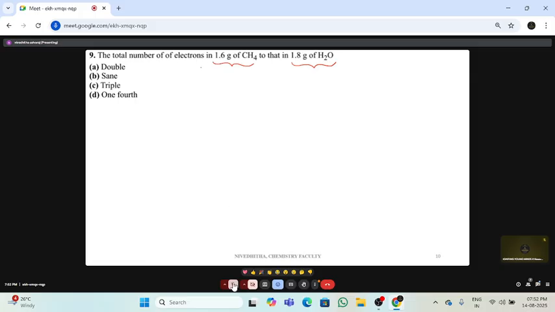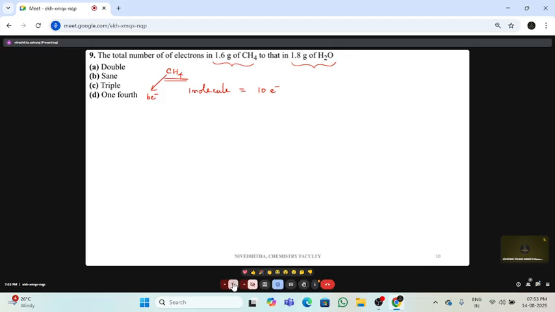We'll check. Okay. So first we'll calculate it for methane. In one molecule of methane, how many electrons are there? In one carbon atom, we have 6 electrons, and in one hydrogen atom, we have 1 electron. So we have 4 hydrogen atoms. Yes, it is 10 electrons totally. So in one molecule, it is 10 electrons.